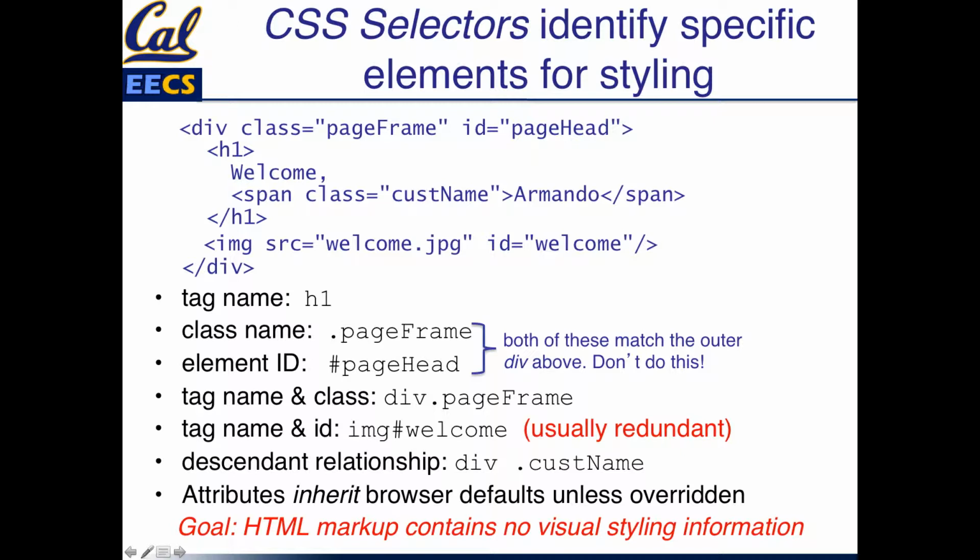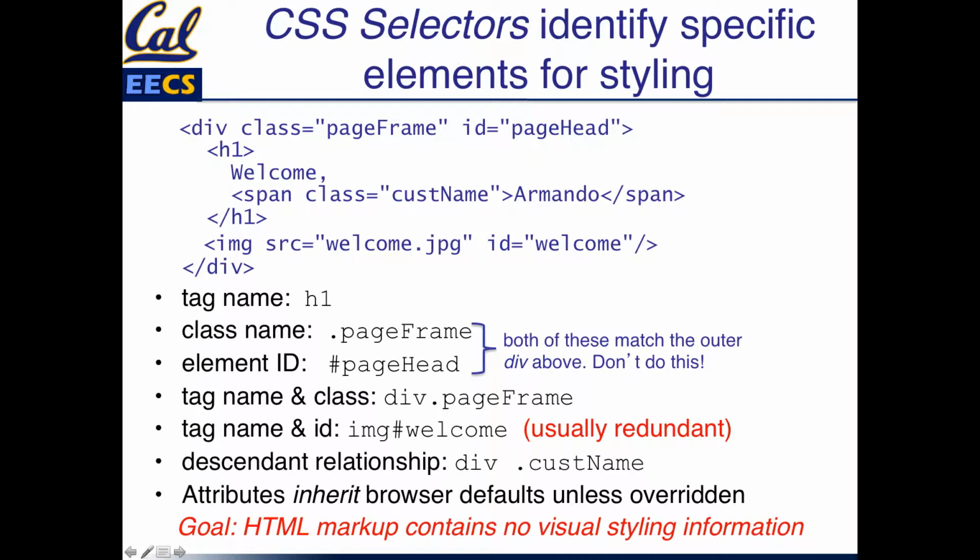So we can also restrict it to say only elements that have a certain class. So in this case, class page frame, that would only match this div out here. Or we can match an element with a unique ID. Remember that we said the page head, in this case, the ID has to be unique on the page. Only one element can have a page head ID, and sure enough, it's the same div.